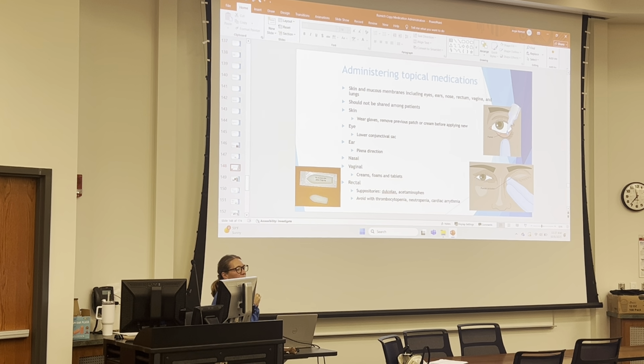Okay, and then we'll have them close their eyes so it can absorb, have a tissue available. For ointment, start from the inner and do just a little line, a little ribbon of ointment to the outside, and then have them close their eye for a little bit.